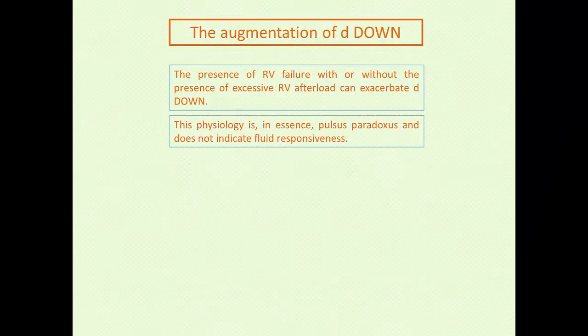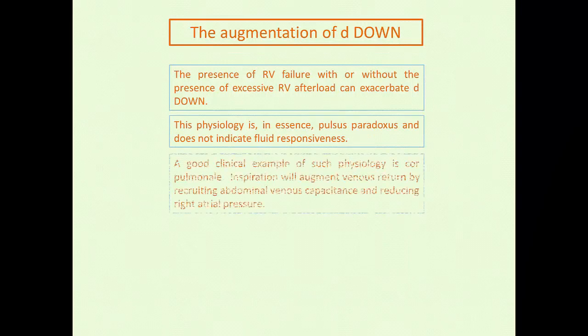The presence of a right ventricular failure with or without the presence of excessive right ventricular afterload can exacerbate D down, or delta down. This is in essence abnormal pulsus paradoxus physiology and clearly does not indicate fluid responsiveness. A good example of such physiology is cor pulmonale.